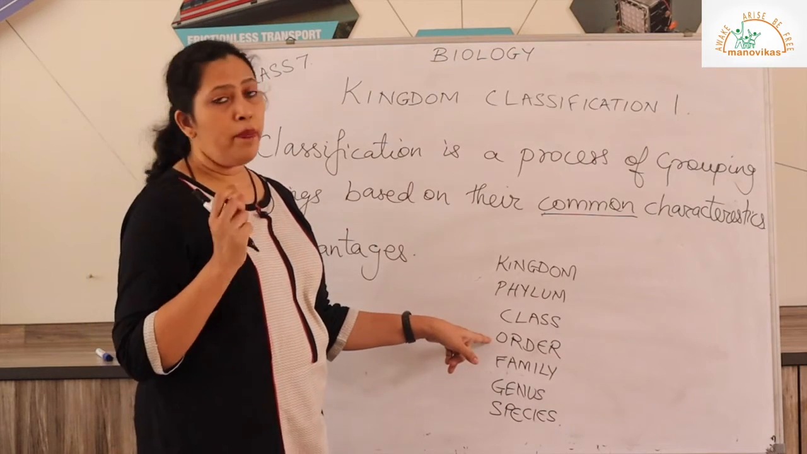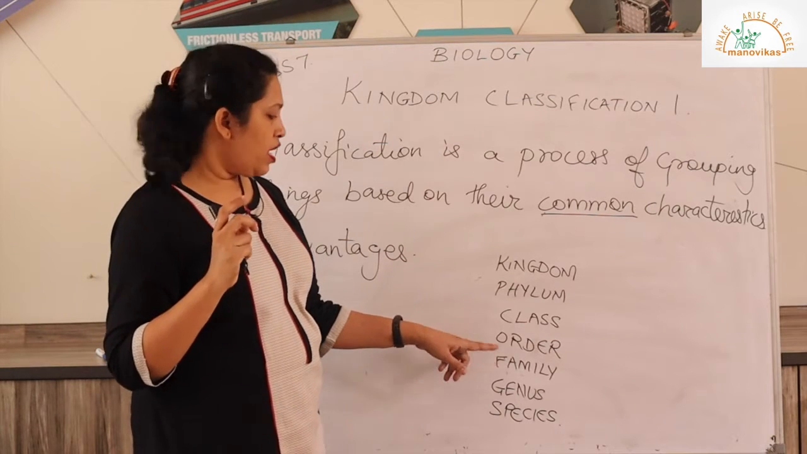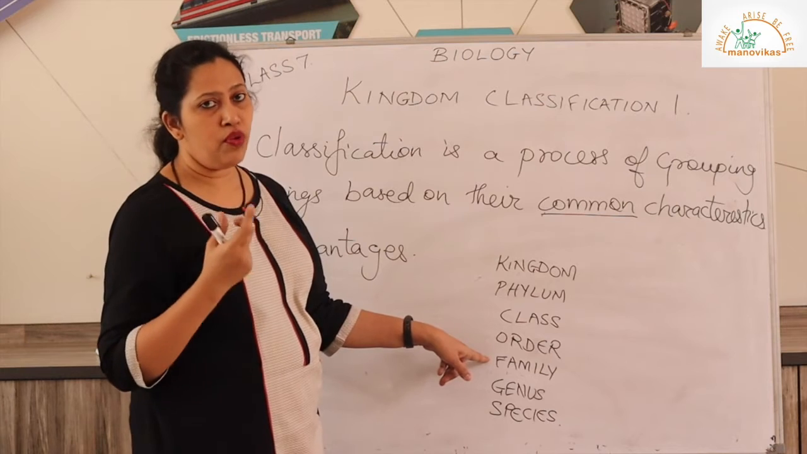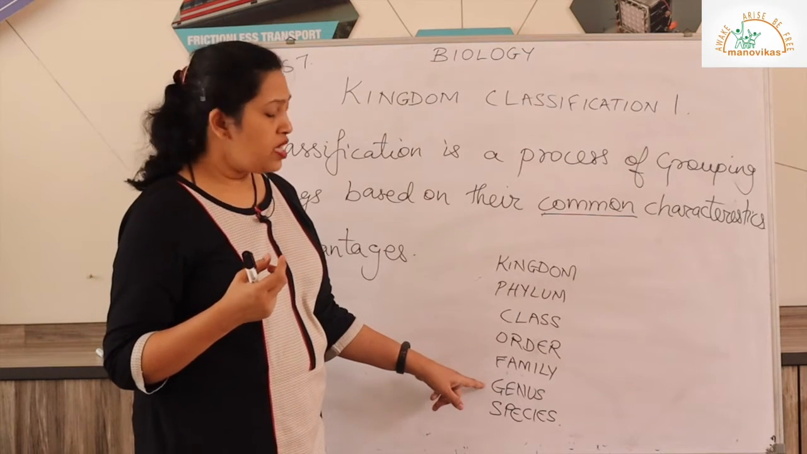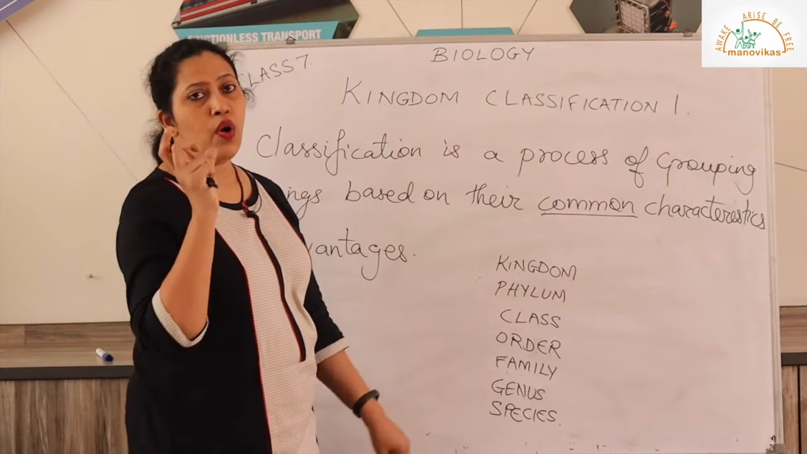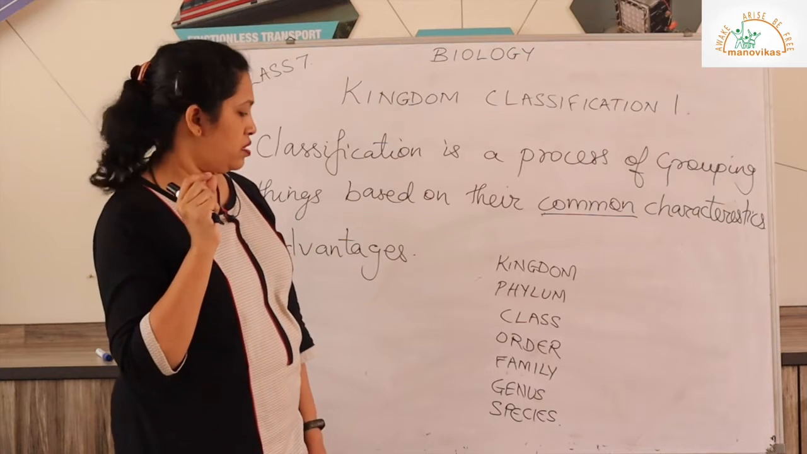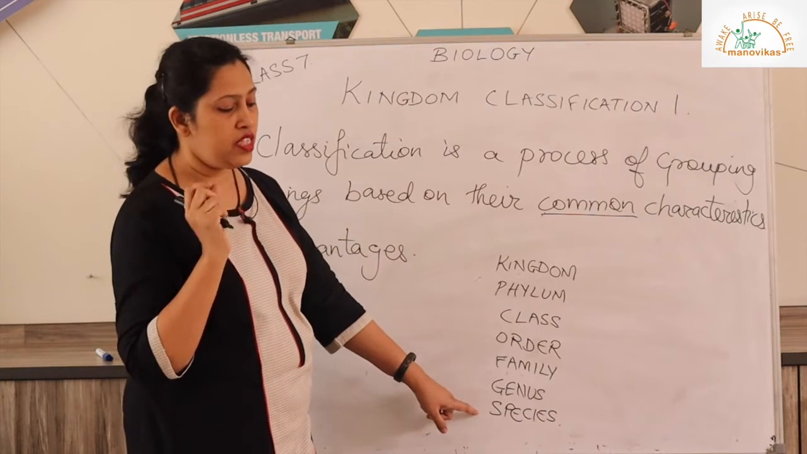Then order, depending on whether they have a cell wall or not, or whether they are carnivore, herbivore, depending on the mode of nutrition. Then lastly comes genus and species, where these are taken into account where the animal is named. So genus and species are the last, second last rank, and the last rank is species.